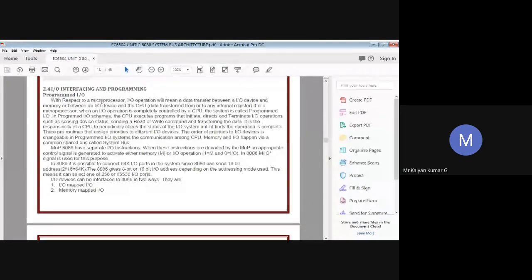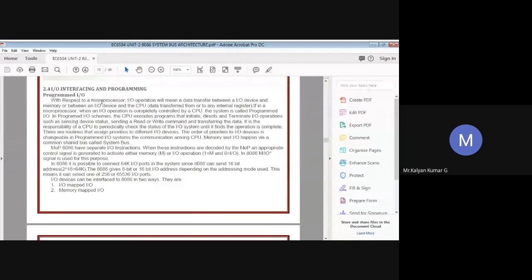Second step, after initiating the device, the processor continues the execution of the instructions in the program. Third step, at the end of every instruction, the processor checks for any valid interrupt signal. If there is no interrupt, the processor continues the execution. So that is the simple process that takes place in an interrupt driven IO scheme. And moving on to DMA.